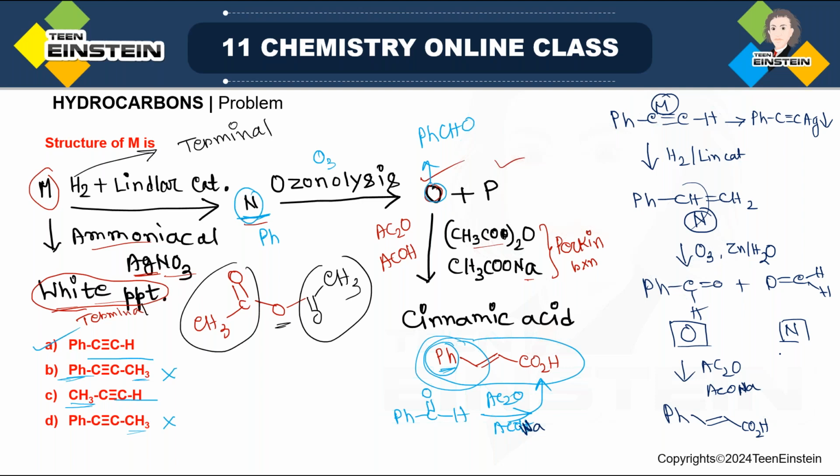But as I have mentioned, as much as possible, try to save time. That is our purpose, right? So whenever you see ammoniacal AgNO3 being provided and there is generation of white precipitate, it must be a terminal alkyne. And in cinnamic acid, a Ph group is there, so there must be some Ph. So that is why option C we are cancelling. Option A should be the correct option. Okay.